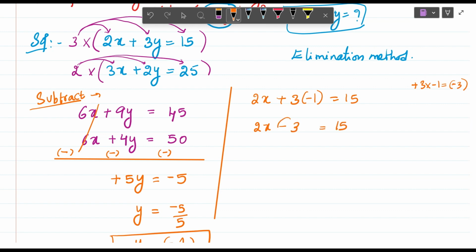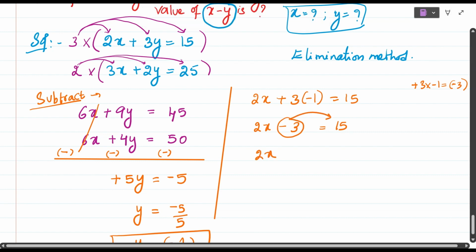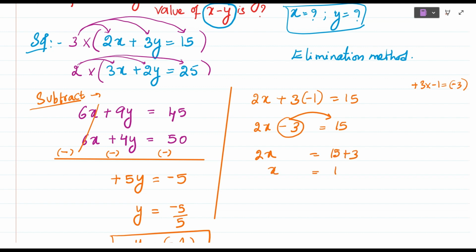Now transpose this minus 3 towards the RHS side. You will get 2x is equal to 15 plus 3. Now x will be equal to 18 divided by 2. So x will be equal to 9. So we got the values of x and y.